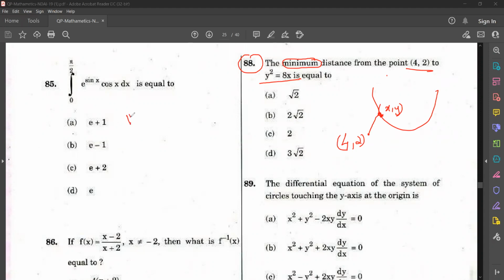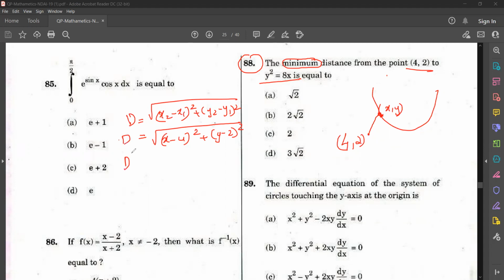Now, what is the distance formula? Distance d is equal to root of (x2 minus x1) the whole square plus (y2 minus y1) the whole square. So here, let (x, y) be the point, then the distance is given by root of (x minus 4) the whole square plus (y minus 2) the whole square, isn't it? Here, I'm just squaring d so that I can remove the root. So d square is equal to (x minus 4) the whole square plus (y minus 2) the whole square.